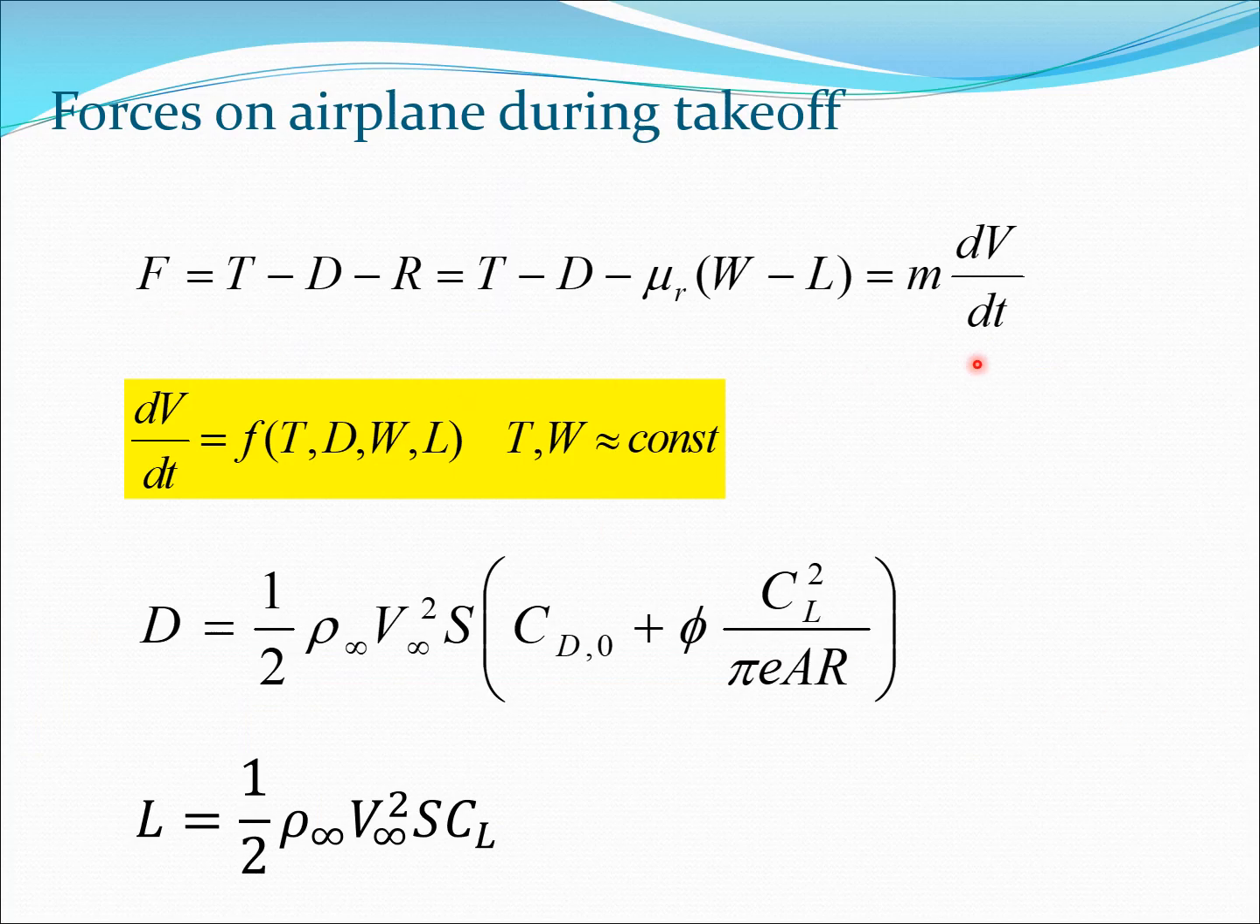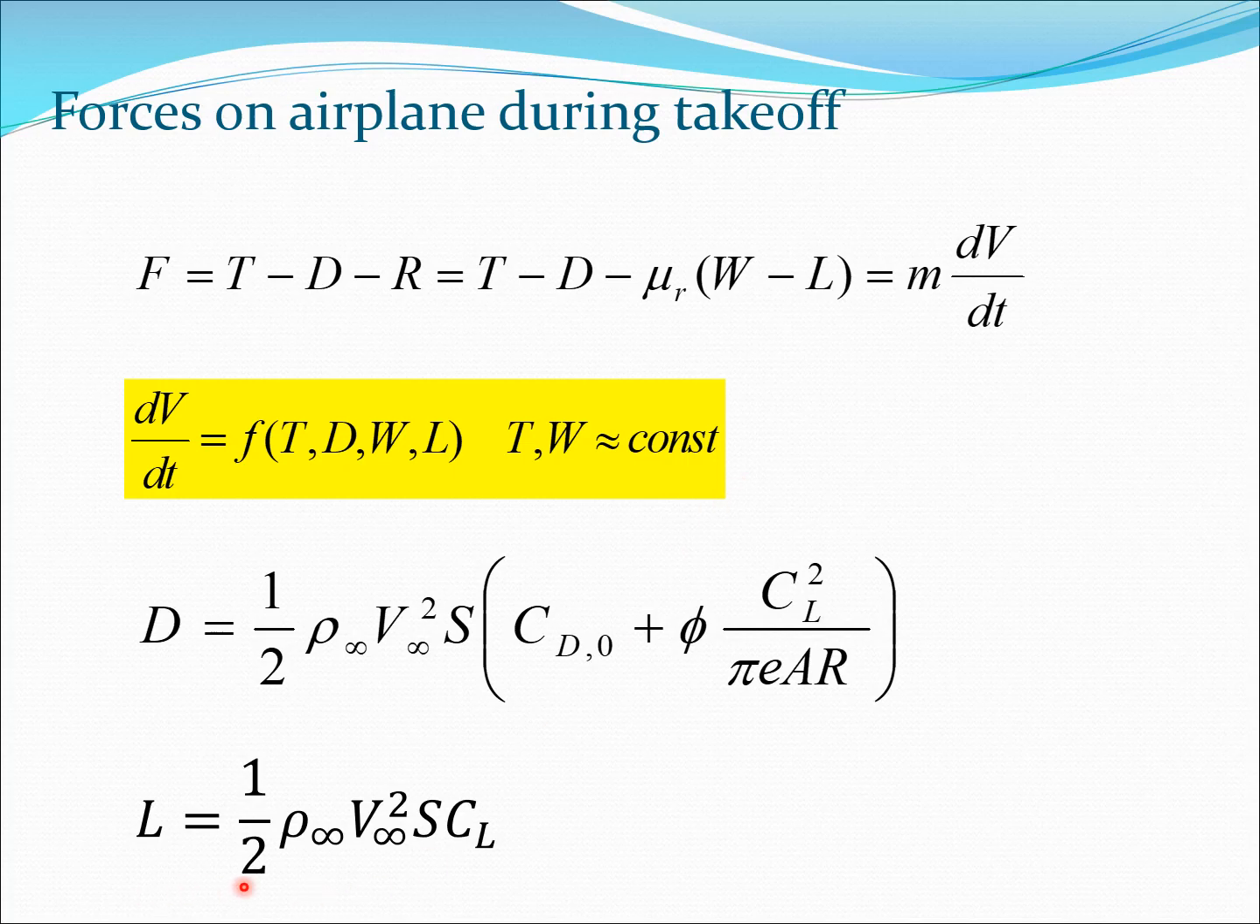So let's write this equation once again, and what we are going to do is simplify various aspects. You can clearly see here that dV/dt is a function of thrust, drag, weight and lift, because R is actually proportional to weight and lift. So these are the four parameters here, and we know that lift and drag are going to vary considerably because of velocity, but thrust and weight are somewhat constant. They do have a small amount of variation, but relative to lift and drag, that variation is much less. So we can almost assume that thrust and weight are constant.